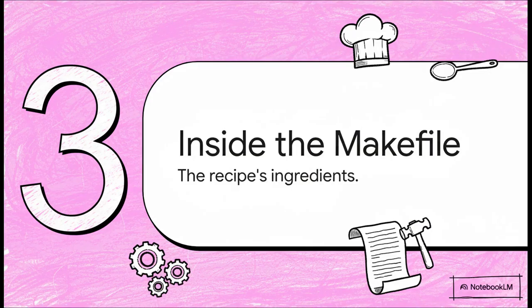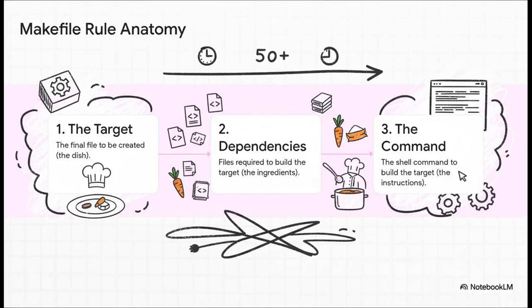So, okay, how does it actually do all this? Well, the magic is all contained in its recipe book, which is just a simple file called a Makefile. And every rule inside that Makefile breaks down into 3 simple parts. The cooking analogy really is perfect. First, you've got the target. That's the final dish you're trying to make. Then you have the dependencies. Those are your ingredients. And finally, you have the command, which is just the recipe, the instructions on how to put it all together.